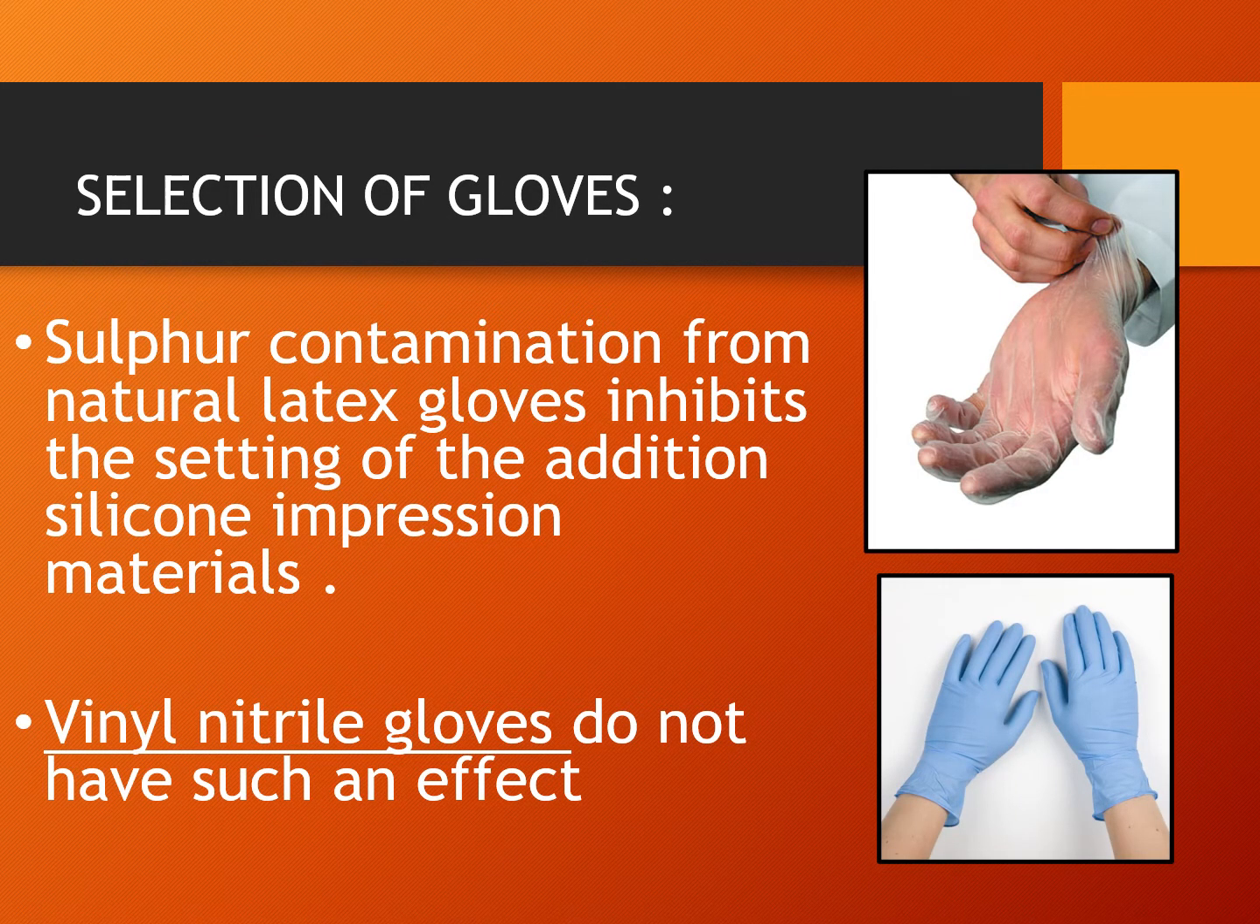Now, selection of gloves is important in the manipulation of addition silicones. Latex gloves are not indicated for addition silicones because the sulfur compounds present in latex gloves retard the setting of silicones by reacting with the platinum catalyst, and this inhibition of the polymerization reaction produces major distortion. So, vinyl nitrile gloves are indicated, which do not have such an effect.